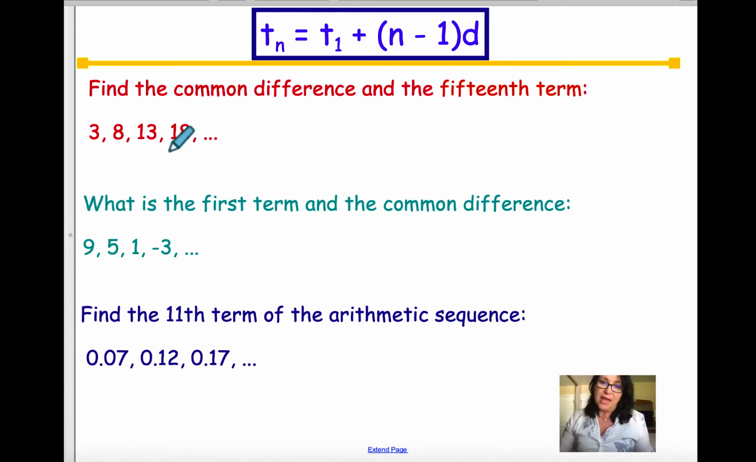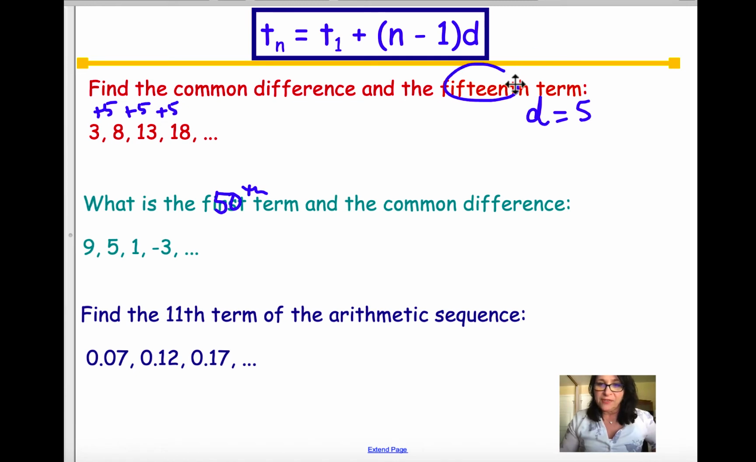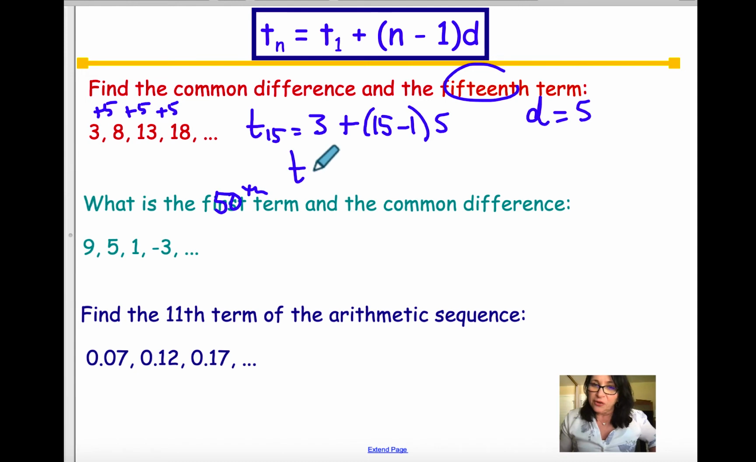Find the common difference, and actually I think I changed this to the 15th term. So find the common difference and the 15th term for this problem. It looks like we're adding 5 to each value here. So D, my common difference, is 5. I want to find the 15th term. So T of 15 is equal to my first term plus n, which is 15, minus 1 times my common difference. So my 15th term is going to be 14 times 5 and add 3.